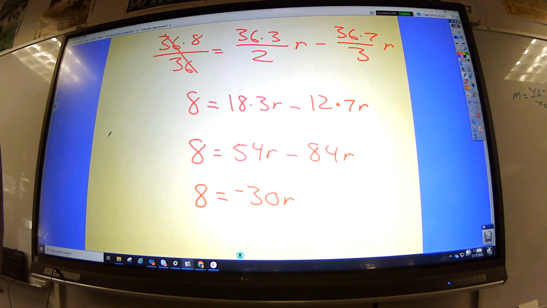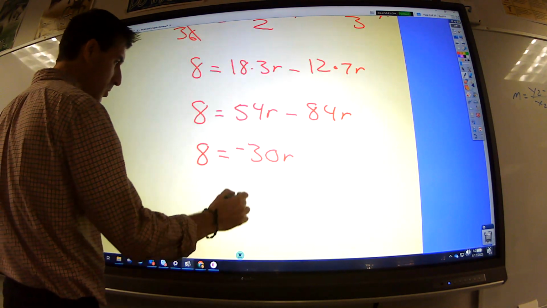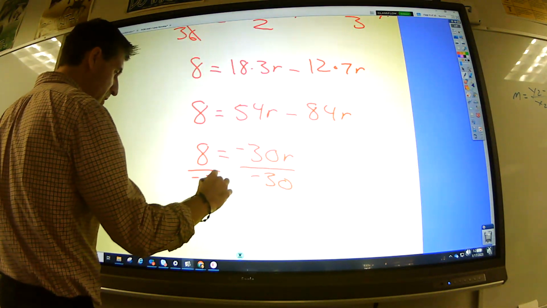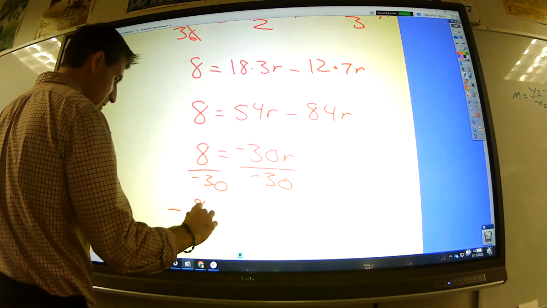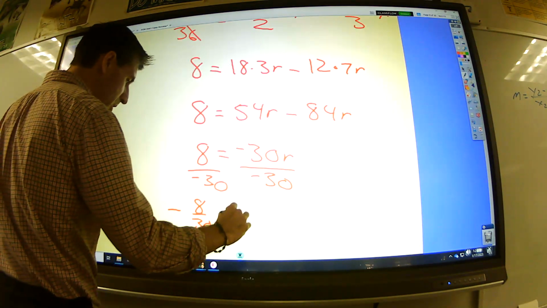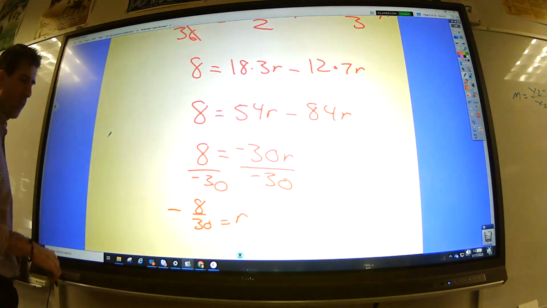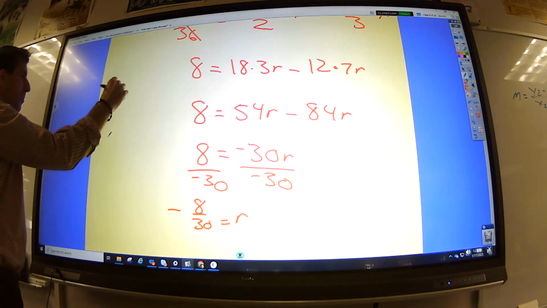Am I right? But see the fractions, that's a lot easier. Is it? Then let's reduce it. Divide by negative 30. Divide by negative 30. Negative 8 30ths equals r. 4/15.